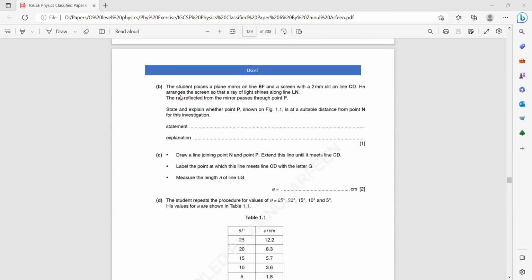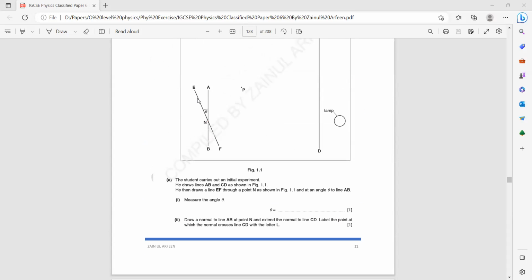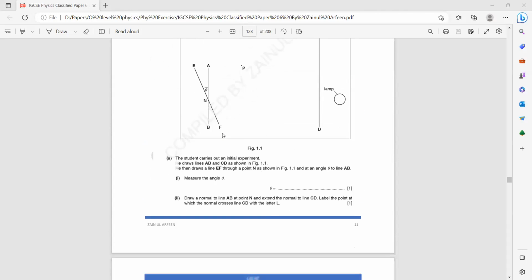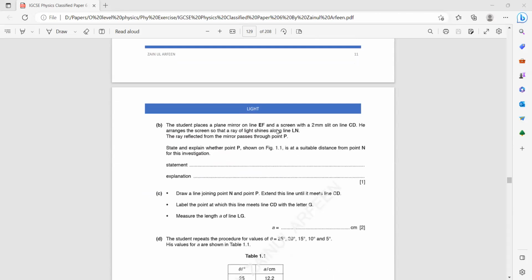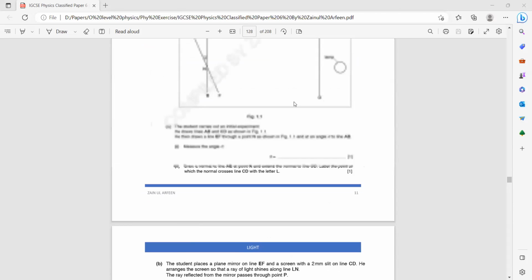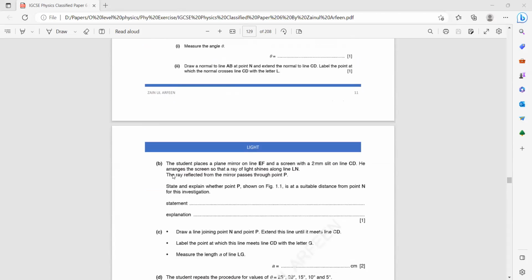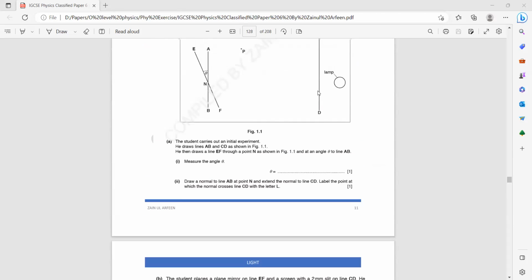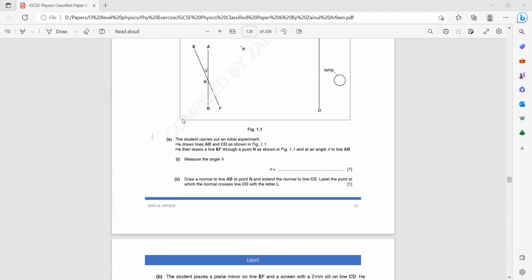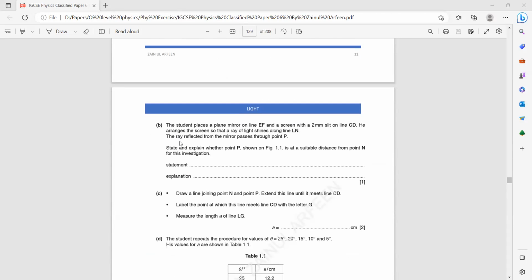On the next page, the student placed a plane mirror on line EF. So the student placed a plane mirror on this line. And a screen is there, which has a 2 millimeter slit, on the line CD. So he placed a screen here with a slit. And he arranged the screen so that the ray of light shines along L and N. So light is passing along L and N through this slit. And the ray is reflected from the mirror.